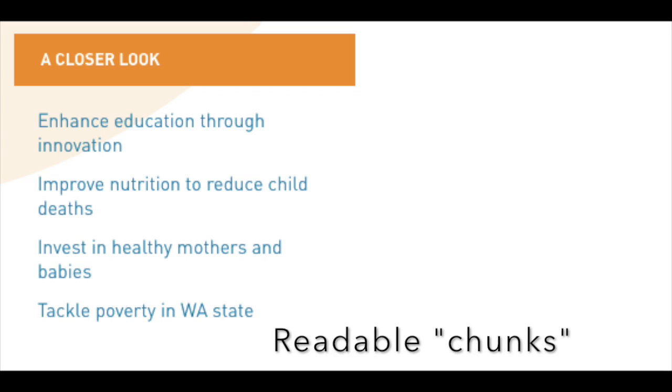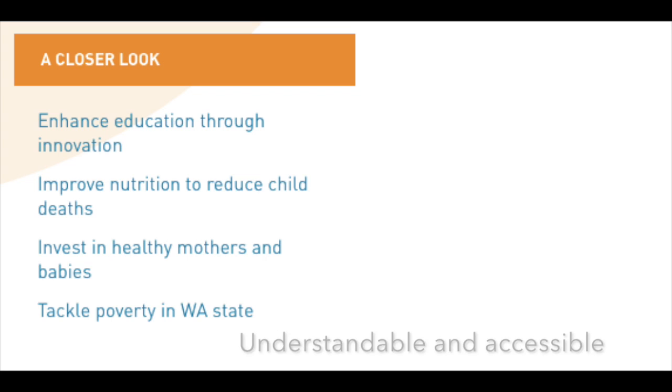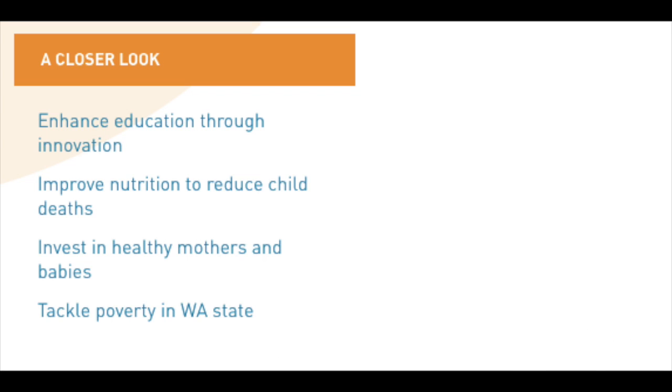Analyzing this navigation bar, it can be seen that it possesses some of the characteristics of plain language. Information is organized into readable chunks, it is action-oriented, it is understandable and accessible, and it is simple but not simplistic. Using this navigation tool, the reader is able to understand what the rhetor is trying to communicate, thus increasing the usability of the page and demonstrating that plain language has been used.